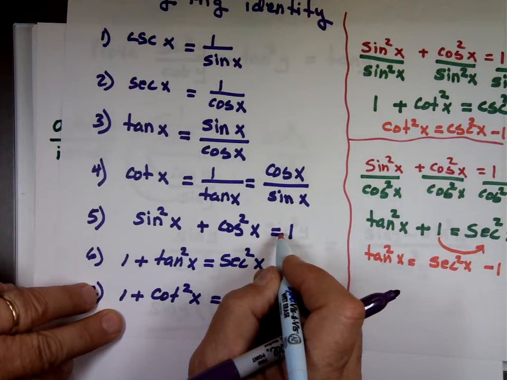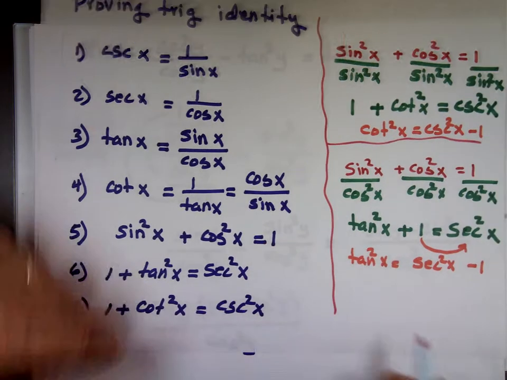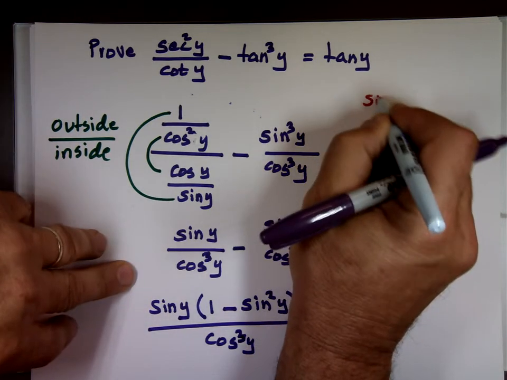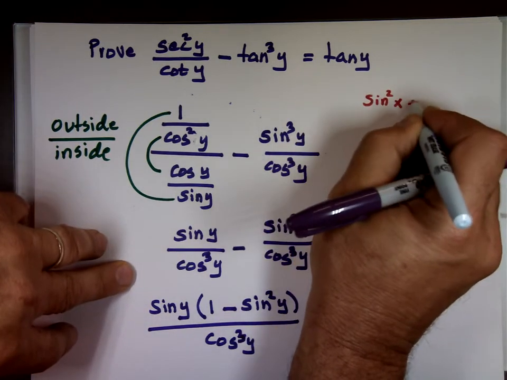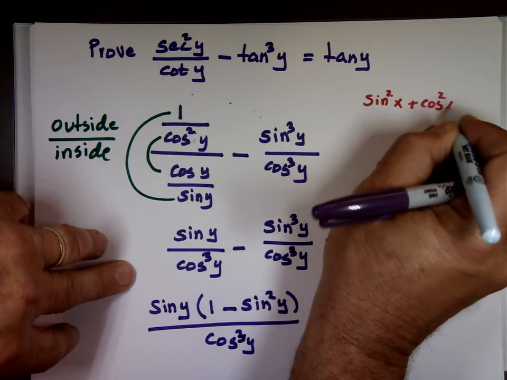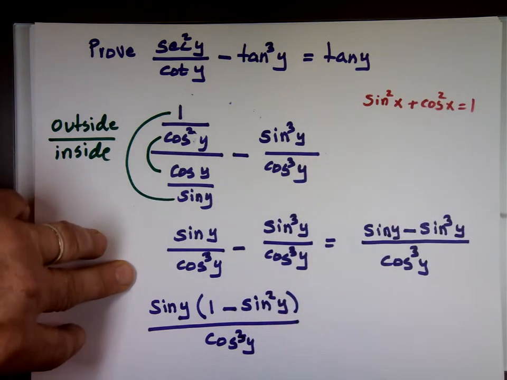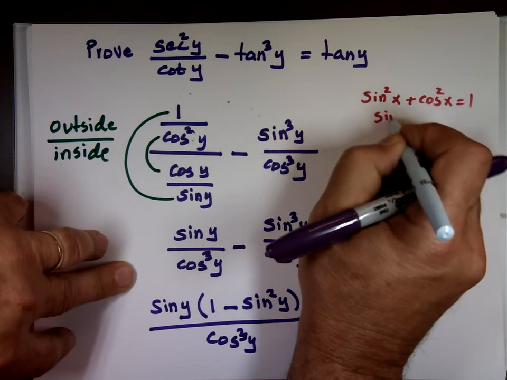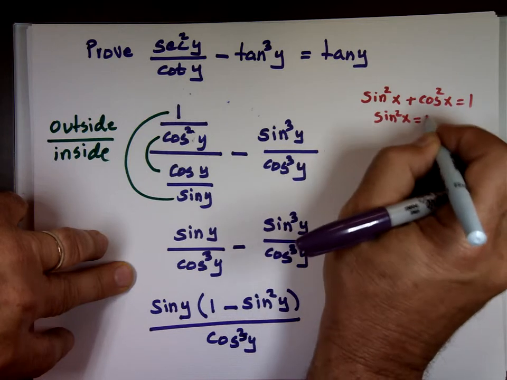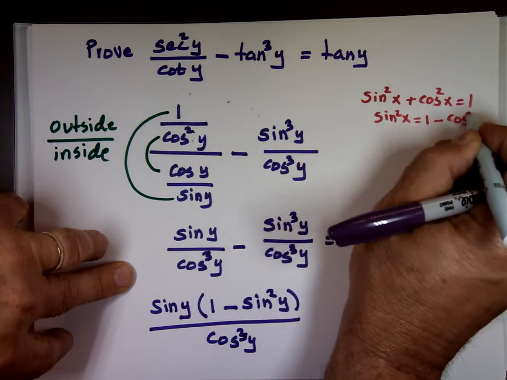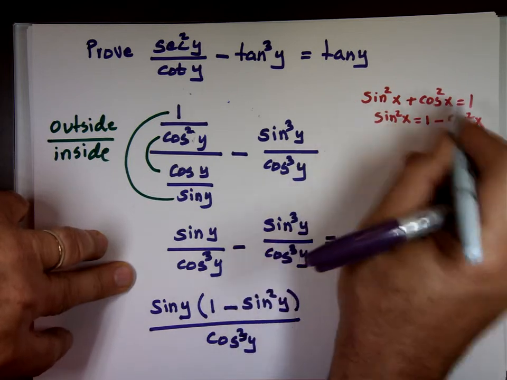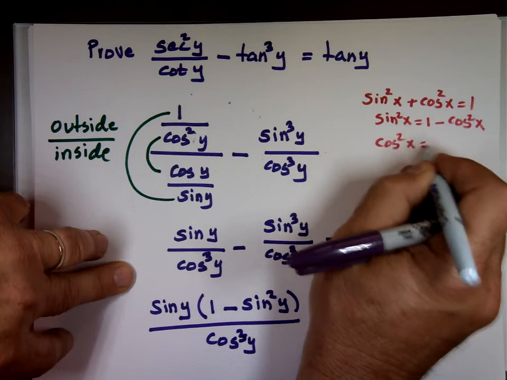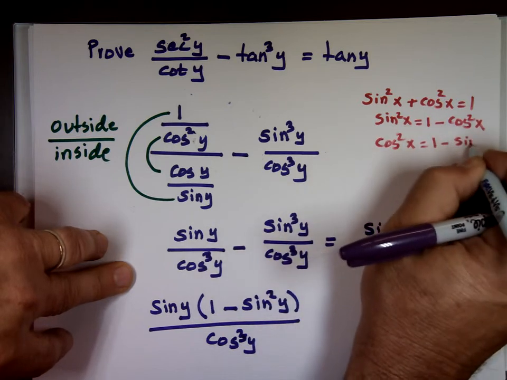So this equation, let me just write it down here. We had sine squared x plus cosine squared x. We said that's equal to 1. I can really derive two equations out of that. If I move the cosine squared to this side, I have what? Sine squared x equals 1 minus cosine squared x. And if I move the sine squared there, I have what? Cosine squared x equals 1 minus sine squared x.